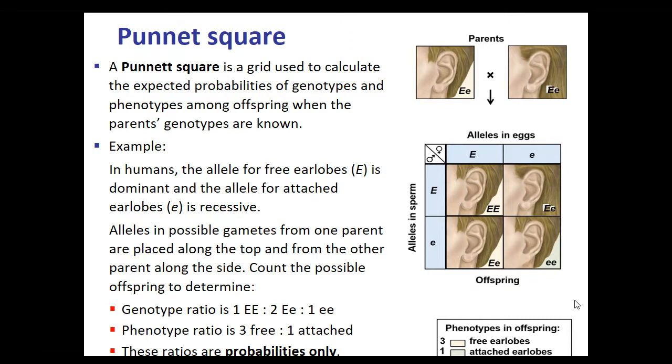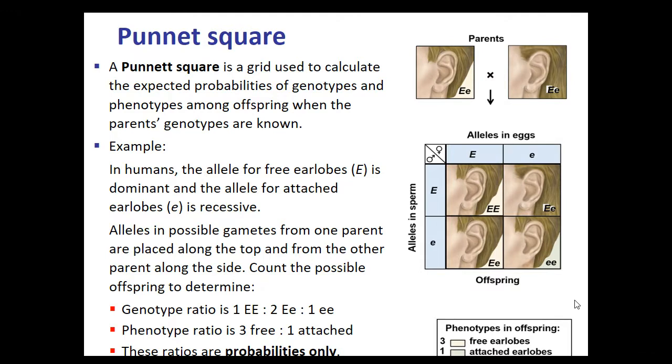These are just probabilities. This doesn't mean that if they have 4 kids, exactly 1 of them is going to have attached earlobes and exactly 3 are going to have free earlobes. Just like whether your kid is male or female, it's about a 50% chance, right? Either way. But does that mean that if you have 6 kids, you're going to have exactly 3 males and 3 females? I had an aunt and uncle who had 7 kids. They were all girls. It's very unlikely. So these are just probabilities.